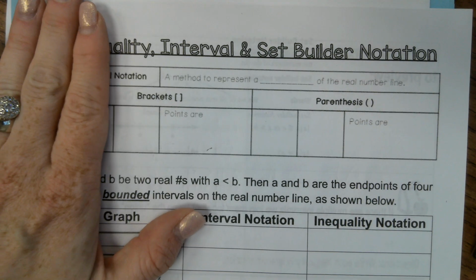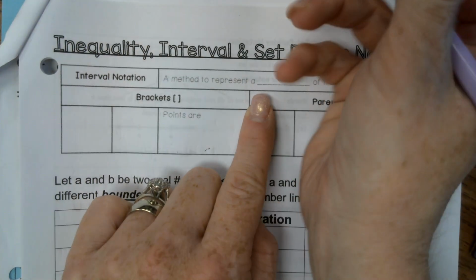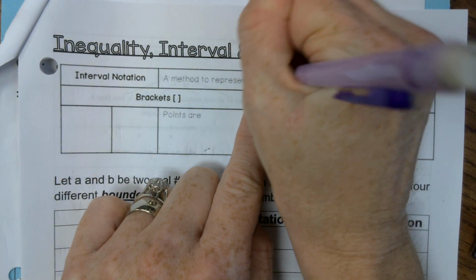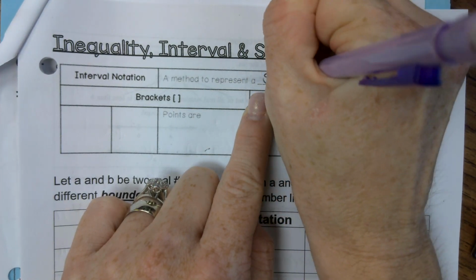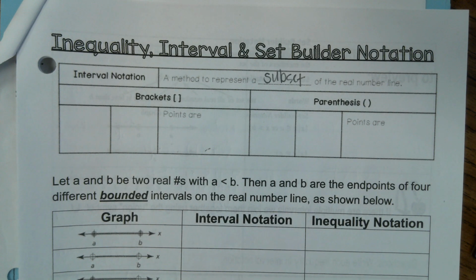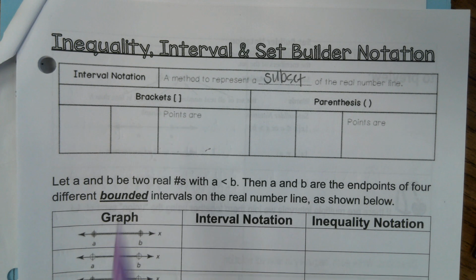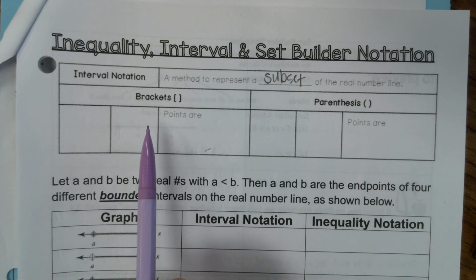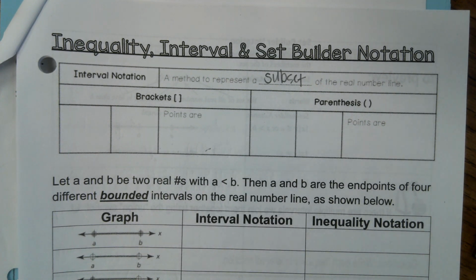Now, interval notation is a method used to represent a subset of the real number line. Okay, the real number line is just that number line from negative infinity to positive infinity. And a subset just means like a portion of it. Okay? All right, when we are writing in interval notation, we use brackets and we use parentheses.